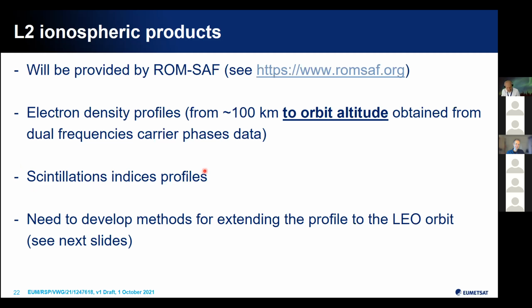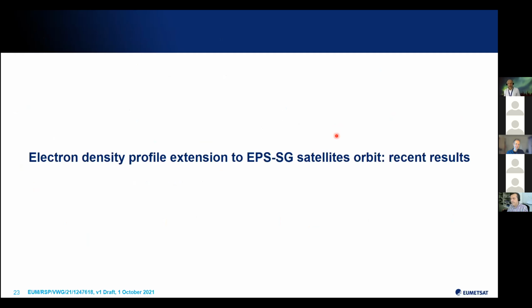I want now to highlight the point that electron density profiles will be provided up to the orbit altitude, not only up to 500 kilometers where the measurements will stop. And this is quite a tricky task, and we have developed some algorithms for this. And I wish to ask Manuel to introduce the first of these algorithms.